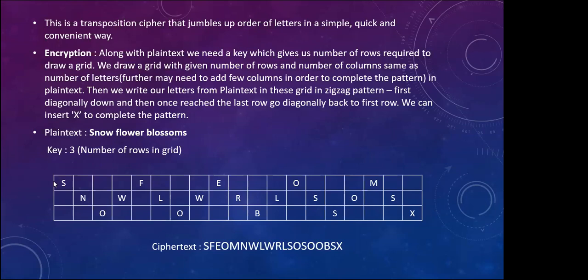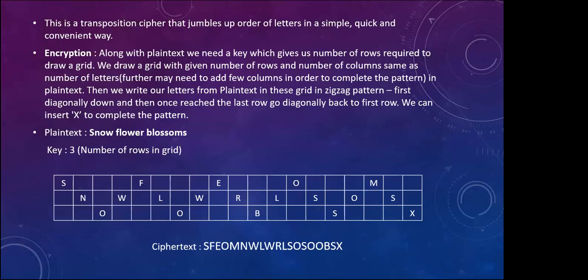Now, after filling the grid, we write the ciphertext by reading off each row. So the ciphertext will go as S, F, E, O, M, and then the second row, and then the third row. We should write the ciphertext row-wise without spacing, so that it becomes more secure. And this is how it encrypts.